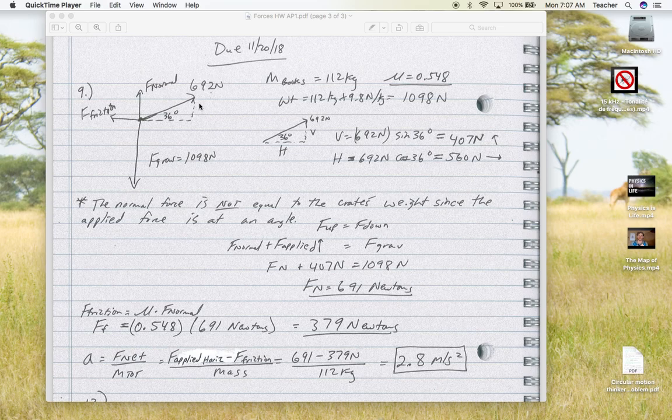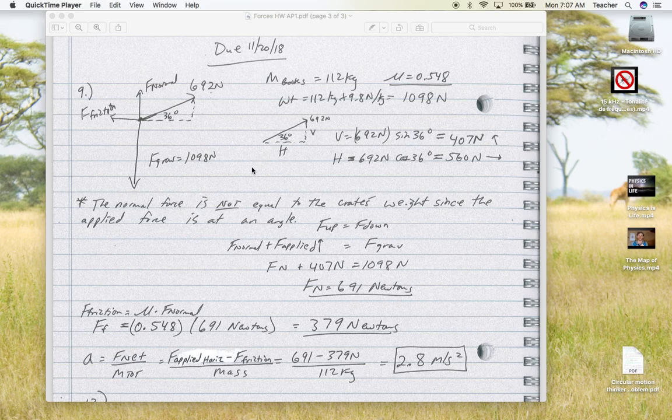So the fact that the object is being pulled up and at an angle, it was not mentioned that the object is leaving the ground. So that just tells us that this upward component is less than the gravitational force down. So there's still some force of the floor upward. So there's a lot going on. So the vertical component of that I'm going to figure out is 407 newtons up. The horizontal component is 560 newtons to the right.